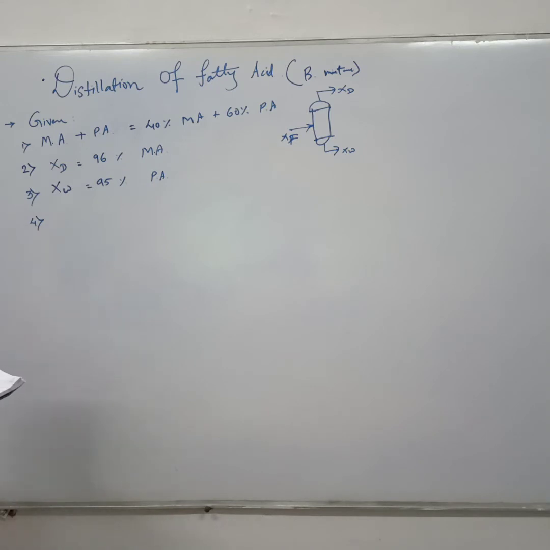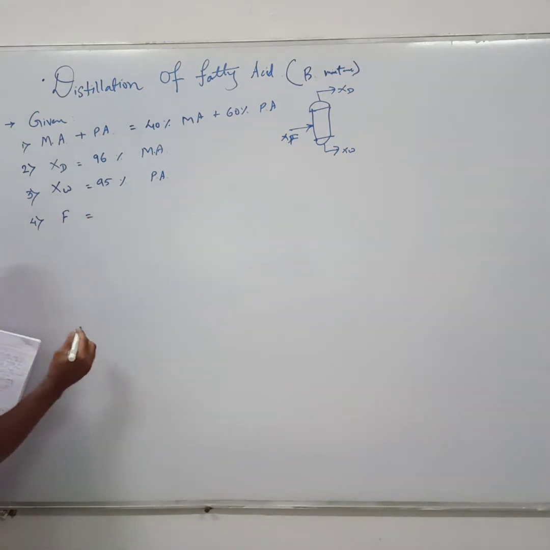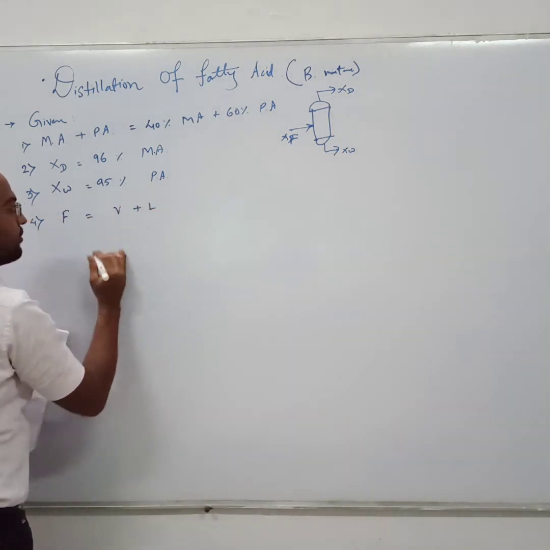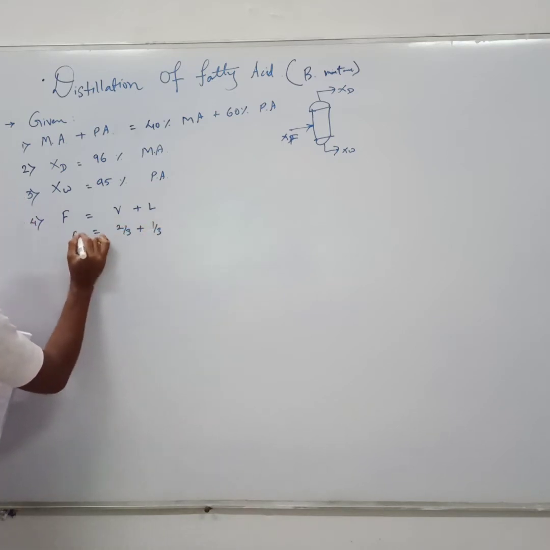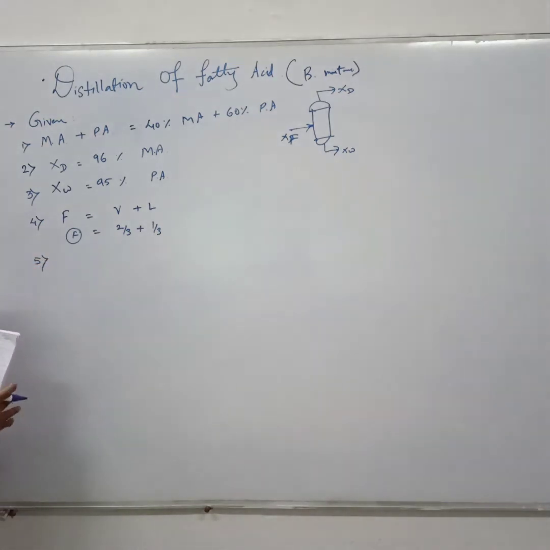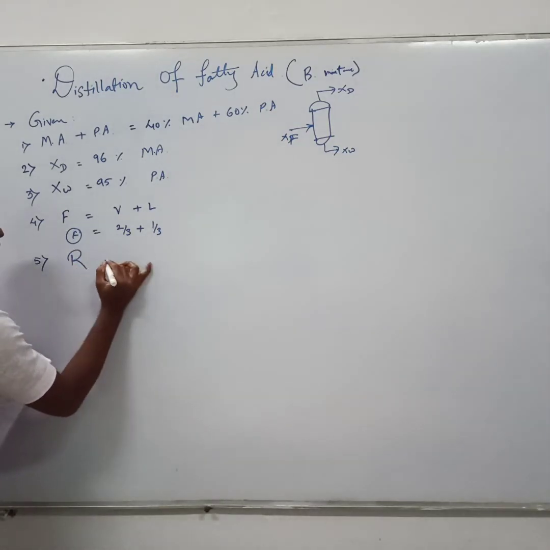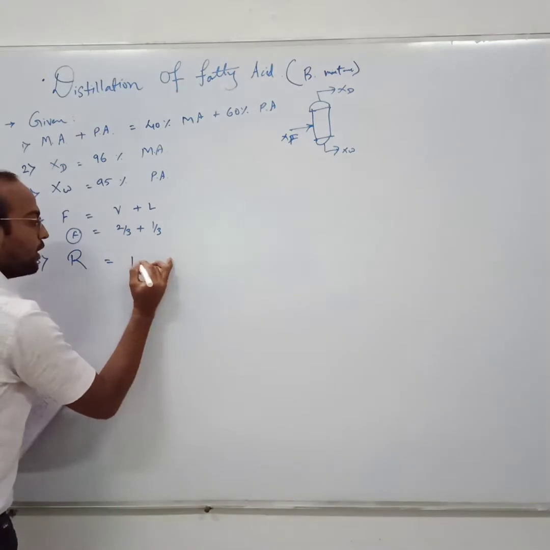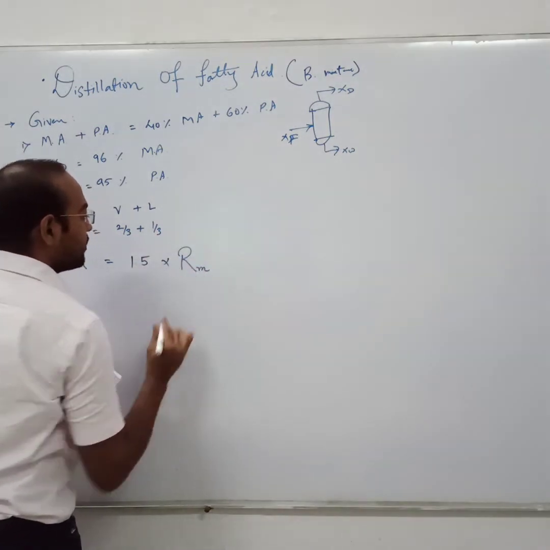Next, the feed is a mixture of 2/3 vapor and 1/3 liquid. Feed, denoted by capital F, is a mixture of vapor plus liquid: 2/3 vapor plus 1/3 liquid. Next, we need to find the number of theoretical stages required if the reflux ratio is 1.5 times the minimum reflux ratio. The actual operating reflux ratio, denoted by capital R, is 1.5 times the minimum reflux ratio, denoted by Rm.